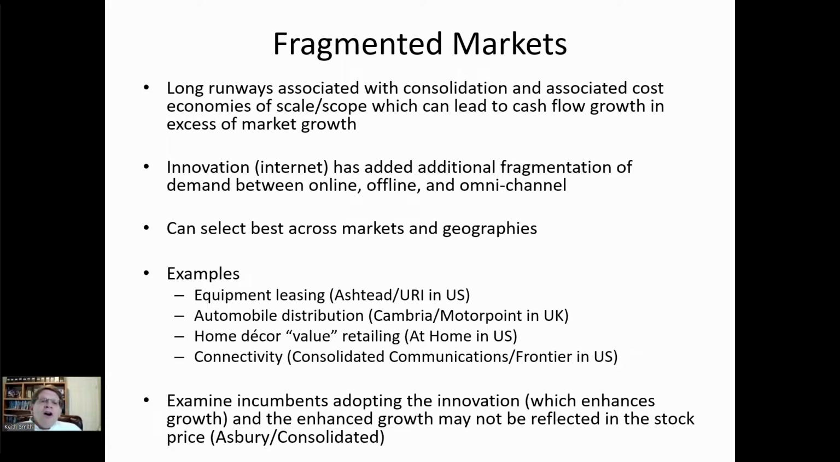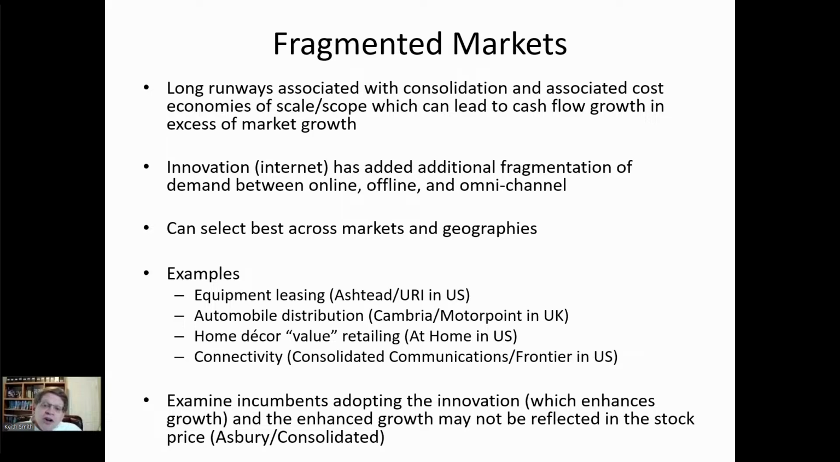The second one is automobile distribution. So these are car dealers, like Cambria and Motorpoint in the UK. Again, you'll have these local economies of scale where it's a very local market, with local advertising and local management, and other types of local costs you can spread across multiple dealerships.